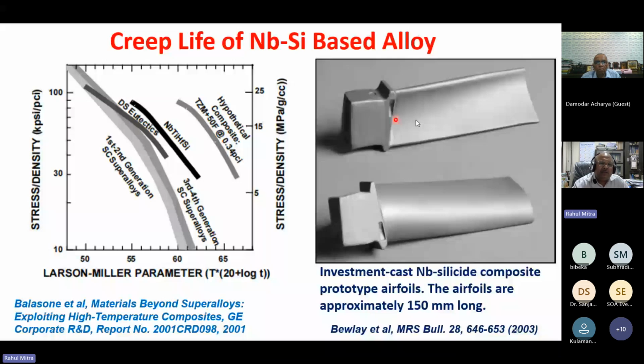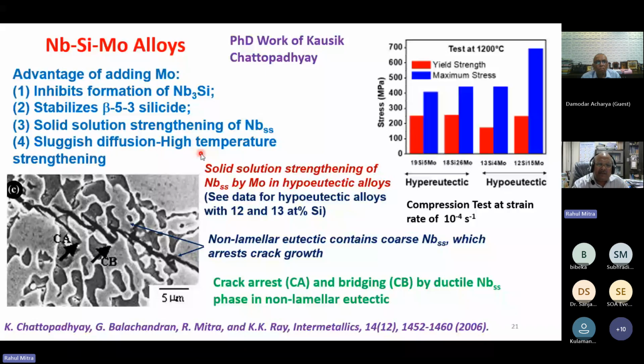So in our research group, we have worked on niobium silicon molybdenum alloys. The first PhD was Kaushik Chattopadhyay. We added molybdenum as an alloying element to niobium silicon based alloys, and we found that additional molybdenum inhibits the formation of Nb3Si. It stabilizes the beta Nb5Si3 phase, creates solid solution strengthening of NbSS, and makes the diffusion sluggish. In fact, that helps in improving oxidation resistance, as we'll see.